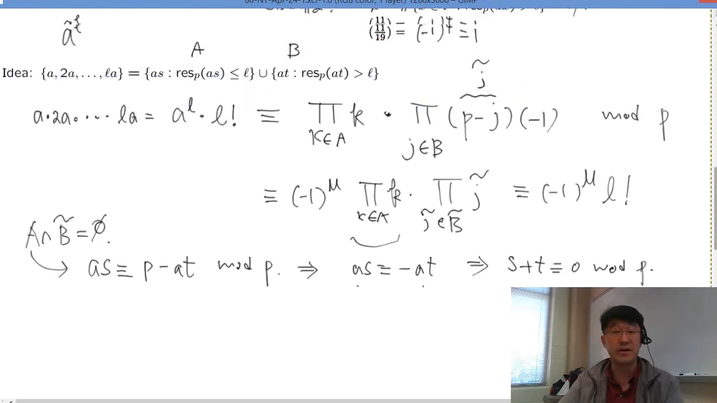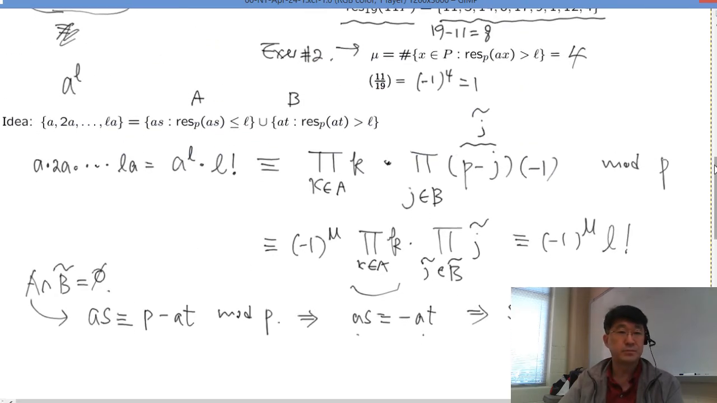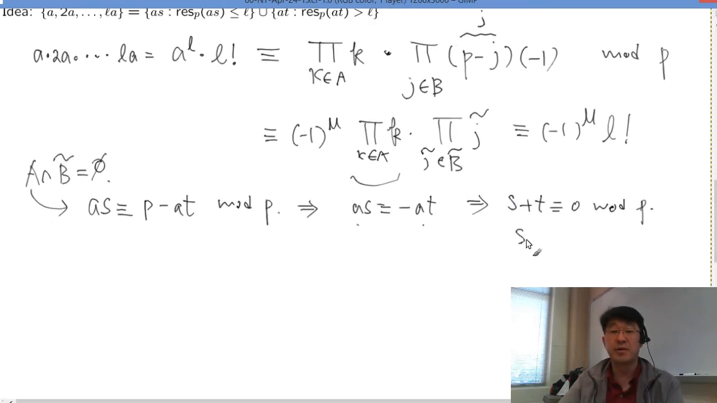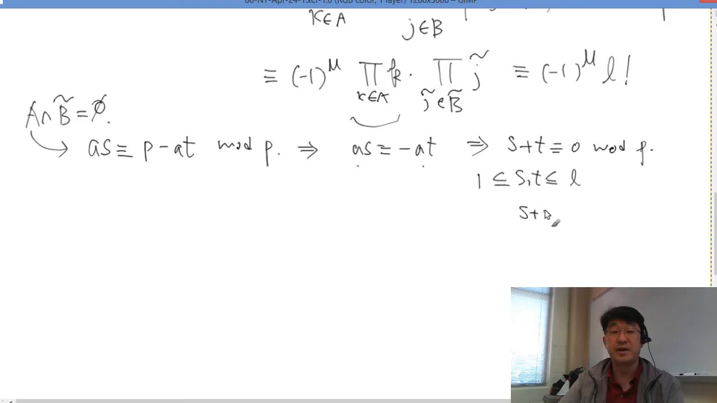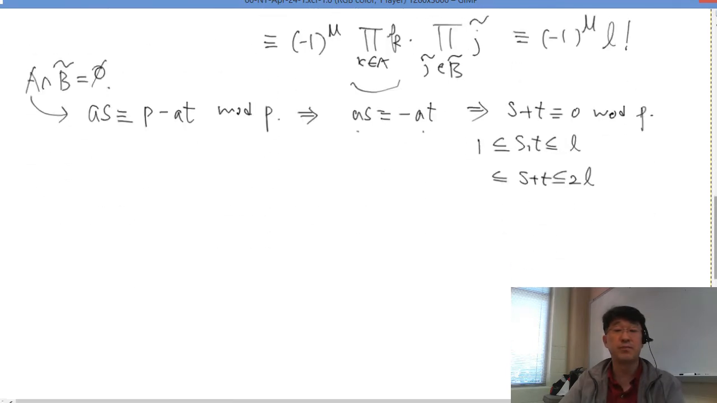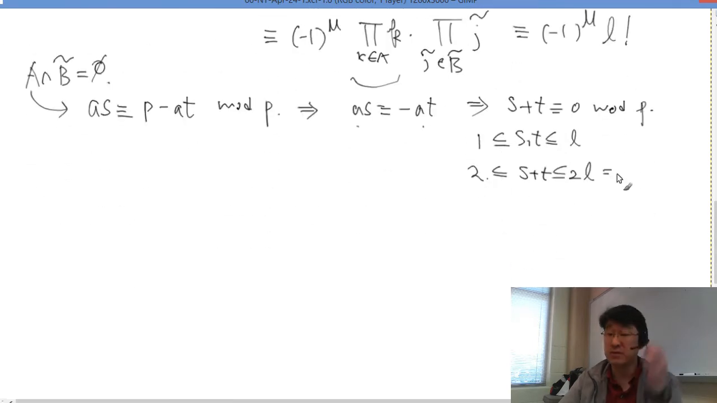S and T both vary. They came from this 1 through L, right? A times L, so S and T are both from 1 through L. What could happen to S plus T? Largest one, 2 times L, right? Smallest one would be, there's no 0, so it'd be 2. But what is L? It's P minus 1 over 2, correct? So it's all together P minus 1.